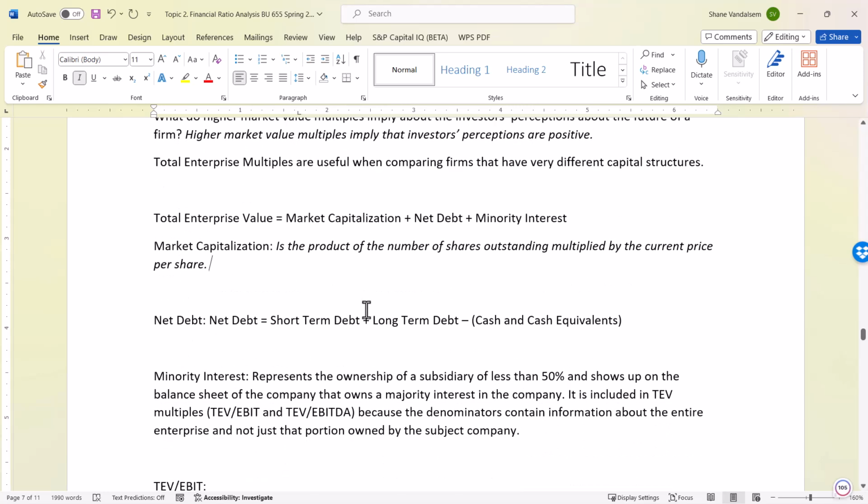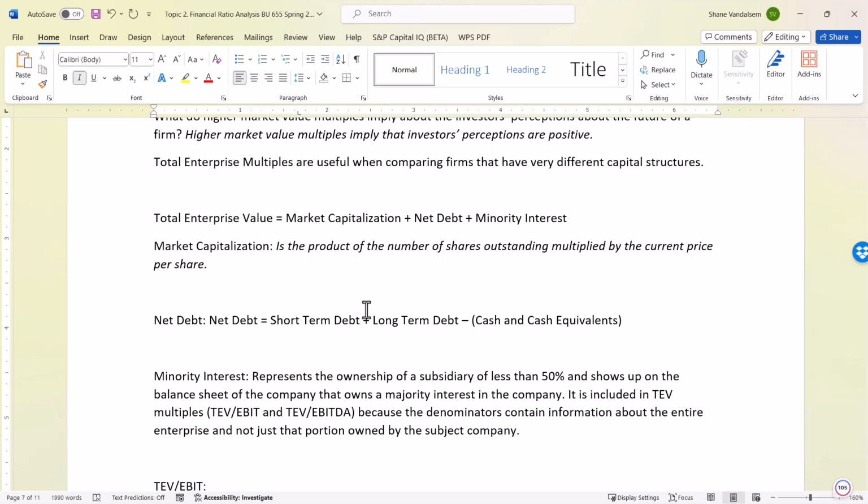Minority interest is kind of complicated. The idea is that you can have business enterprises that are owned by more than one entity. So think of a joint venture between different firms. One company might own a certain percentage and another company is going to own another percentage of that joint venture. So a minority interest represents the ownership of a subsidiary of less than 50% and shows up on the balance sheet of the company that owns a majority interest in the subsidiary.